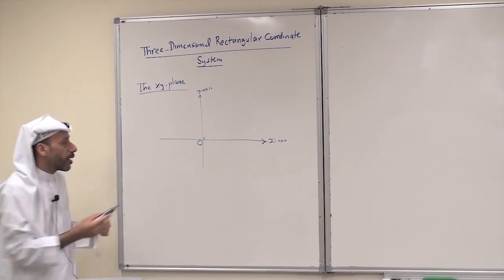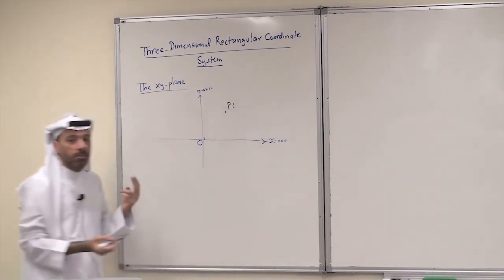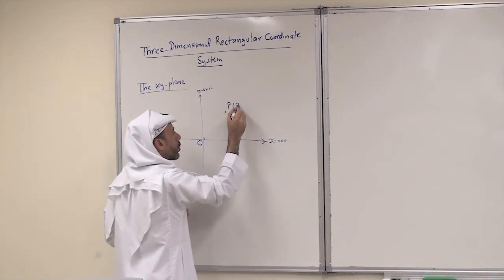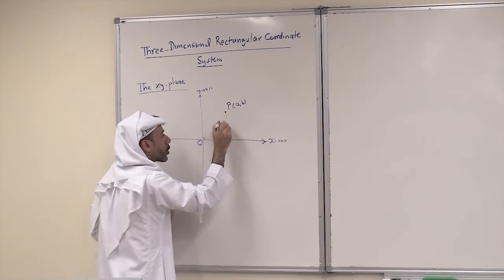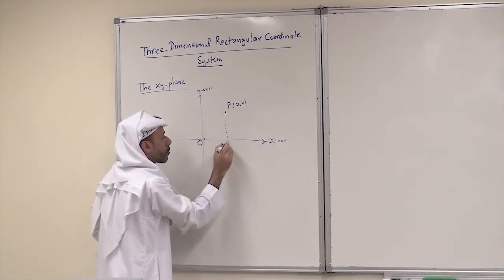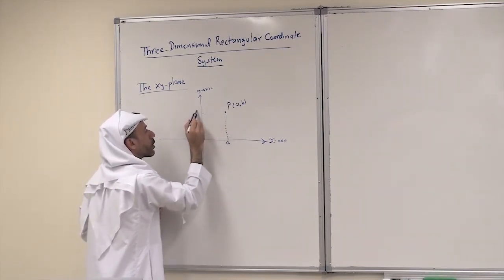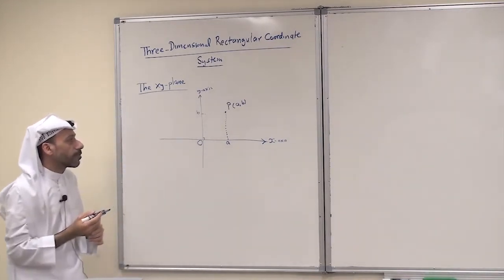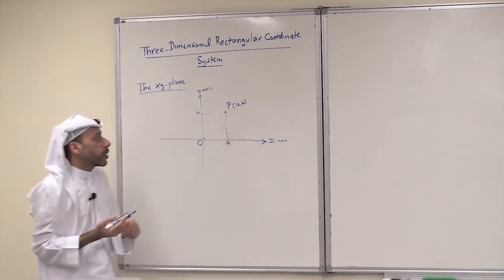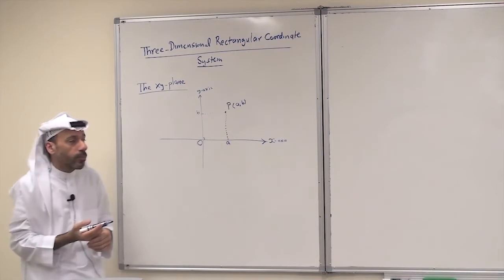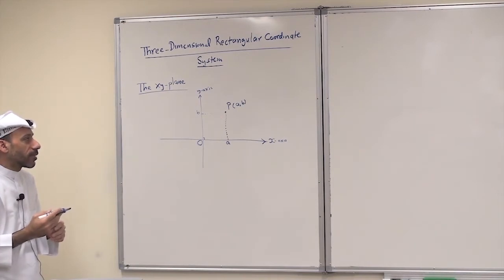Any point in the plane, any arbitrary point, can be described by two numbers, A and B, where A is the distance from the projection on the x-axis to the origin, and B is the projection of the point on the y axis, and then the distance. A is called the x coordinate of the point, and B is called the y coordinate of the point. This is what we have in the xy plane.